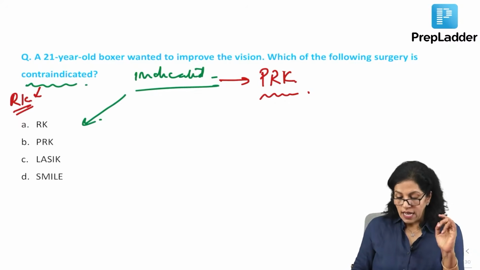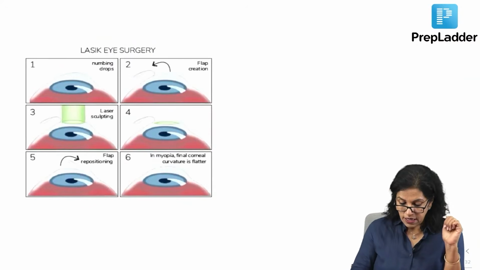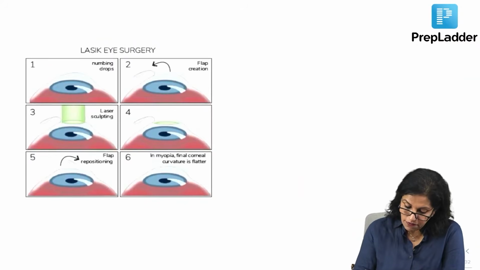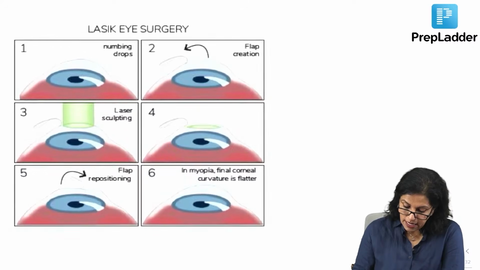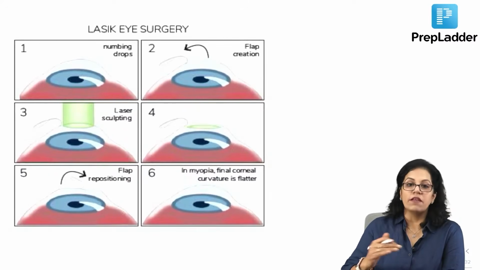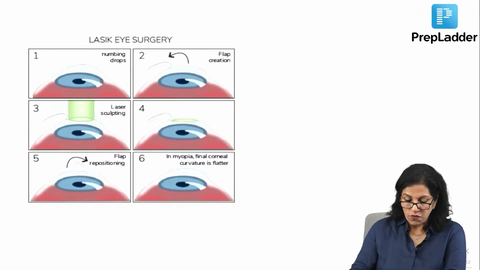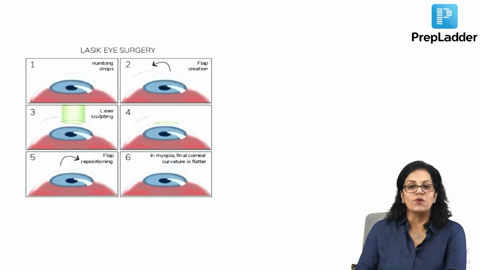LASIK and SMILE are the surgeries where, what is LASIK? We are raising a flap, then putting the laser and sculpting it and putting the flap back. There is always a risk of loss of flap, avulsion of the flap. So, we will not do this surgery in contact sports.